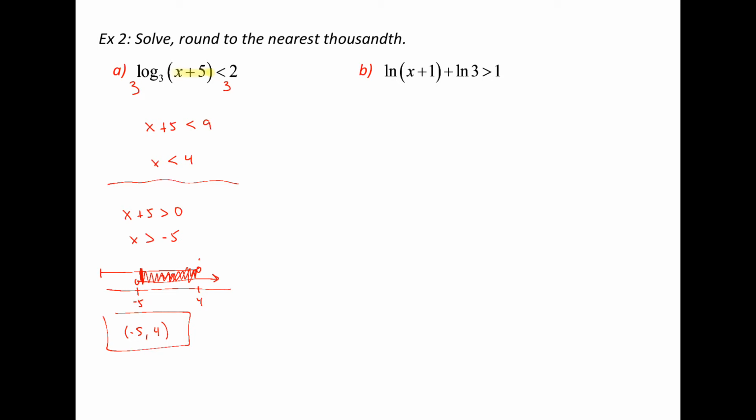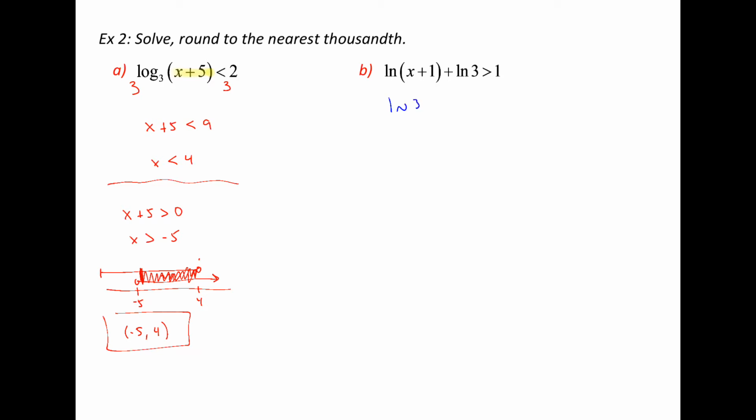So once again, this is the one where you have to check your domain as to what values can possibly even work for x for the logarithms. Alright, on the next example, we got natural log of x plus 1 plus natural log of 3 is greater than 1. So we're going to use the product rule to combine the natural logs.